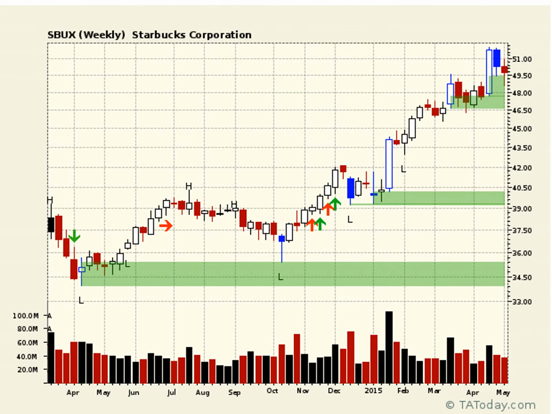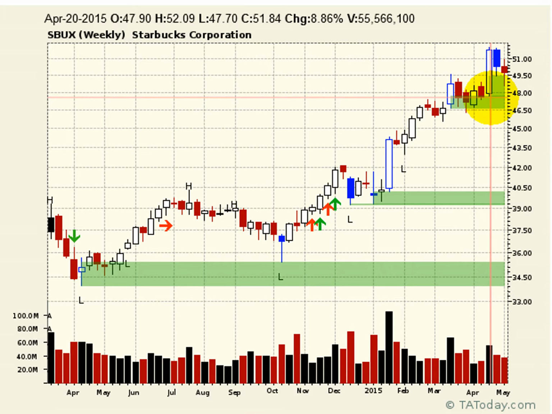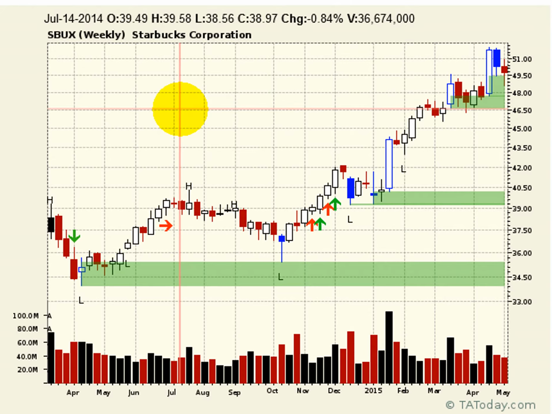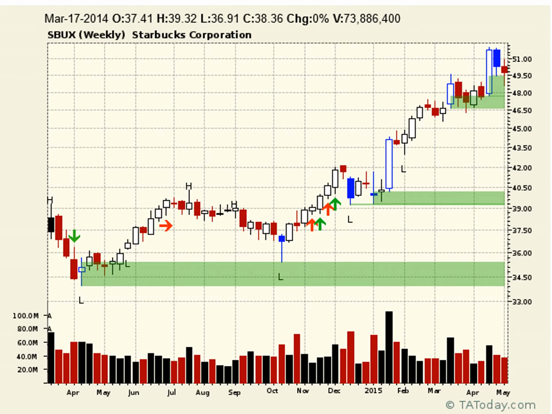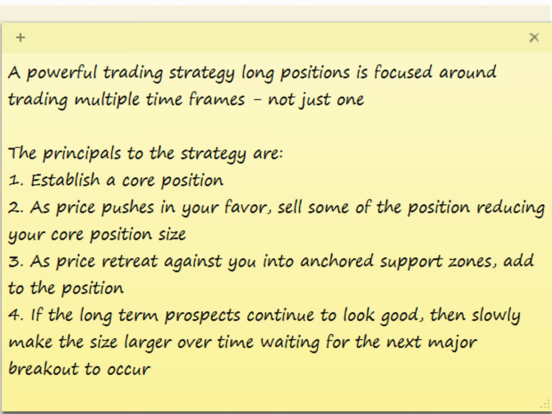So now what's the significance of these bars? In other words, I would use this as a timing mechanism to know when to buy, when to sell, if I'm trading across multiple time frames. And let me not get ahead of myself, so let me talk about that for a second. Since that's really kind of what this whole video is about, and that is that one of the powerful trading strategies, especially for long positions, is focused around this trading of multiple time frames, not just one.